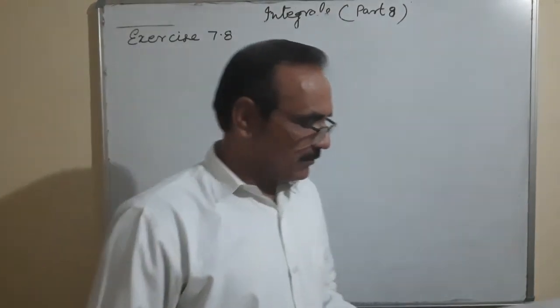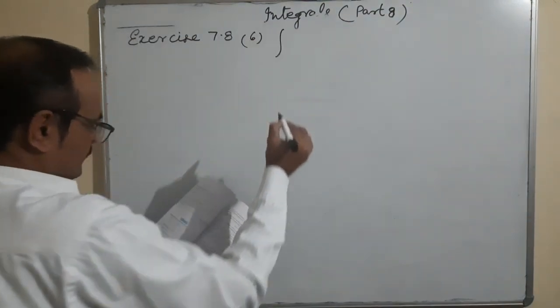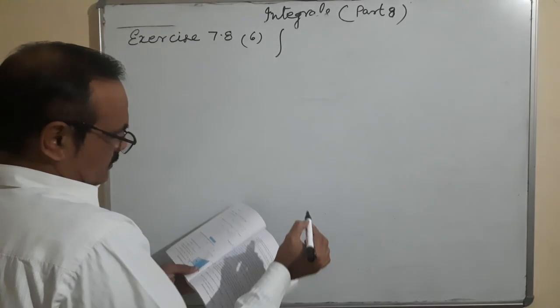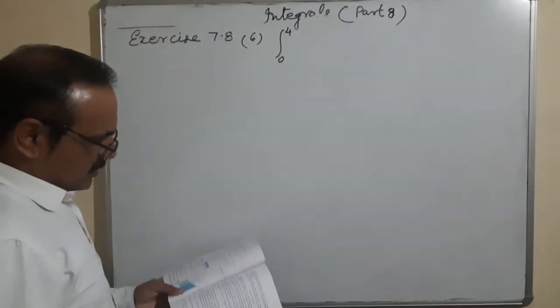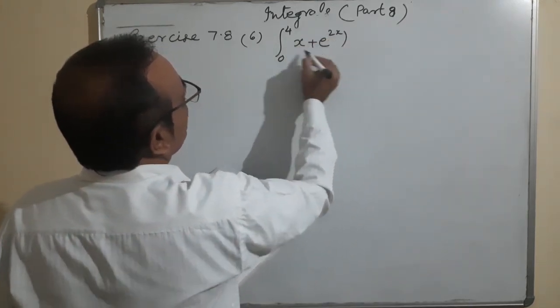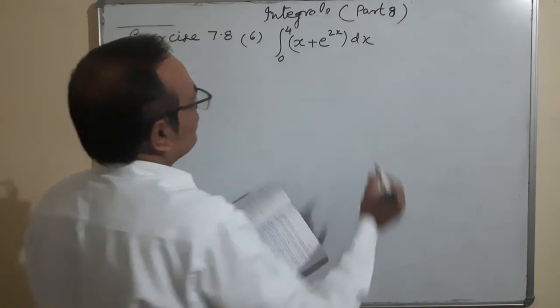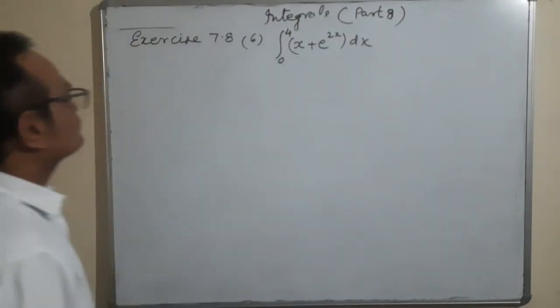One question is given, number 6, which is limit 0 to 4, x plus e to the power 2x dx. 0 to 4, x plus e to the power 2x dx.